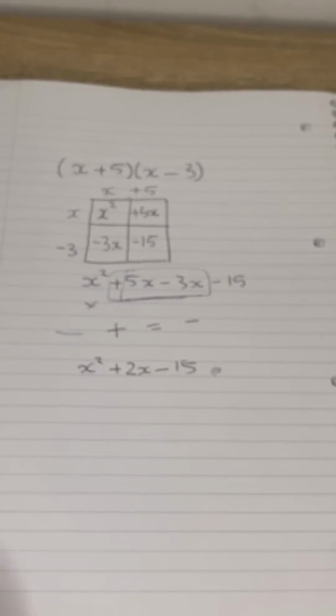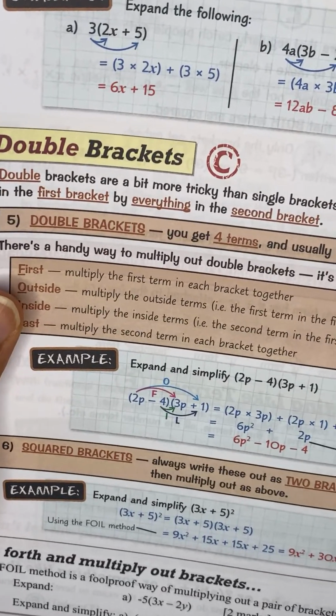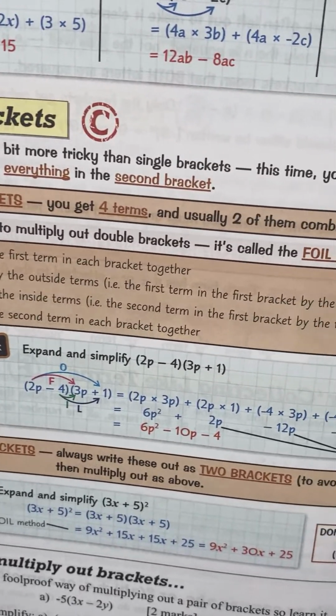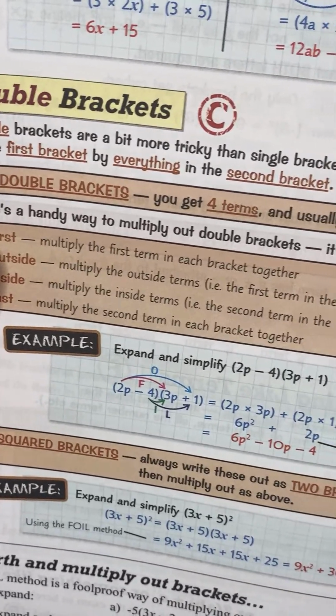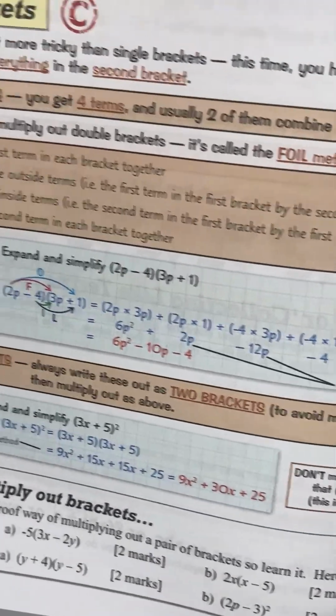Is it called factorizing? No. Expanding. Yeah, I think it's called expanding. Double brackets expanding. So what we did was double brackets expanding. Double brackets are a bit more tricky than single brackets. This time you have to multiply everything in the first bracket by everything in the second. It sounds confusing, but basically that's what I did.